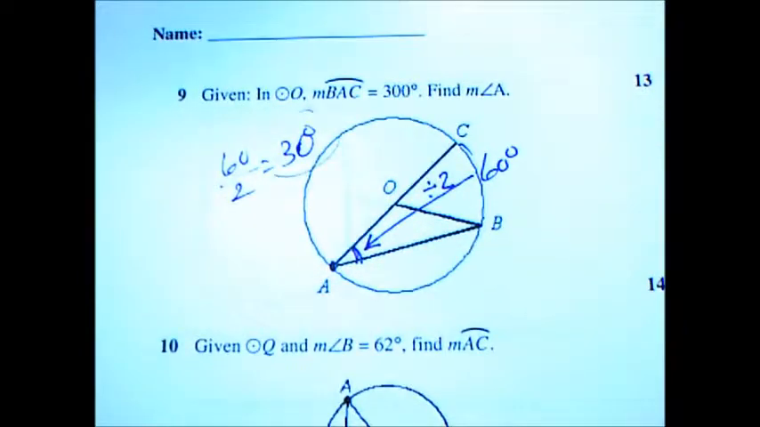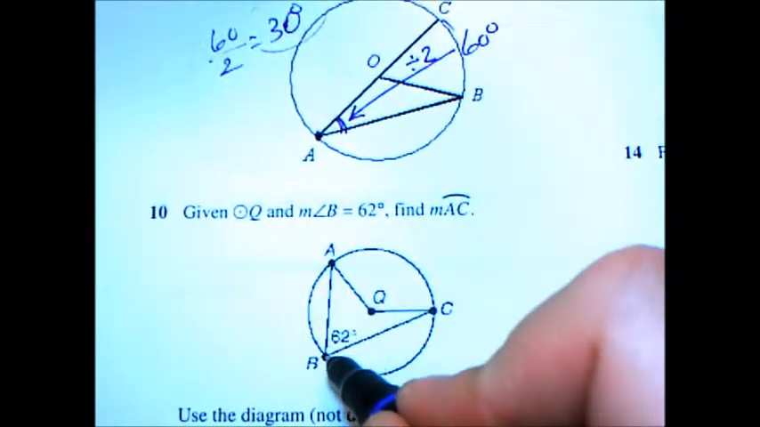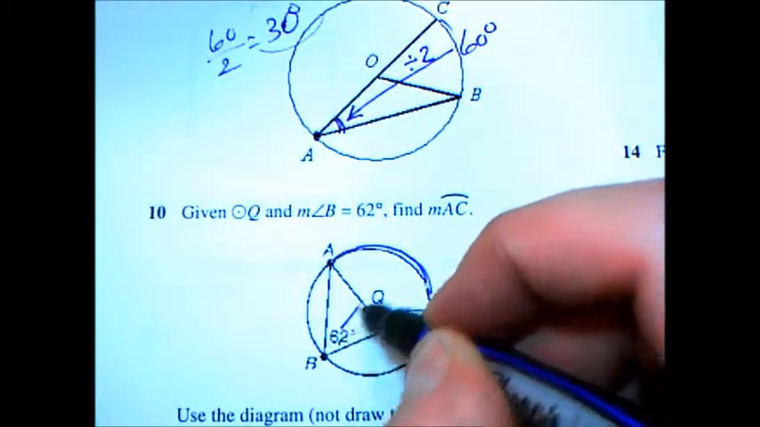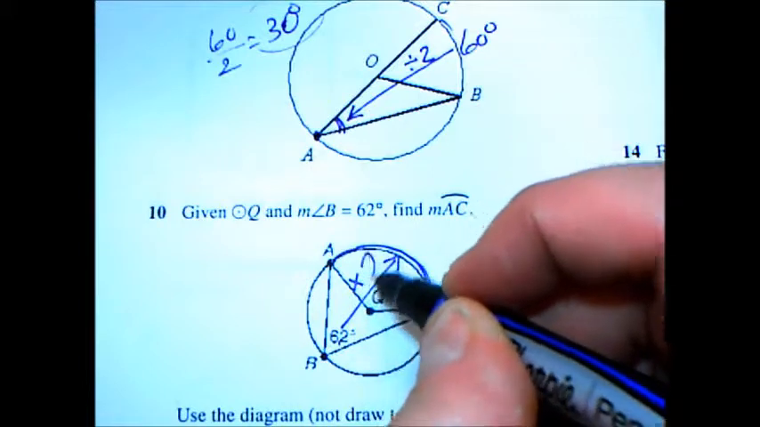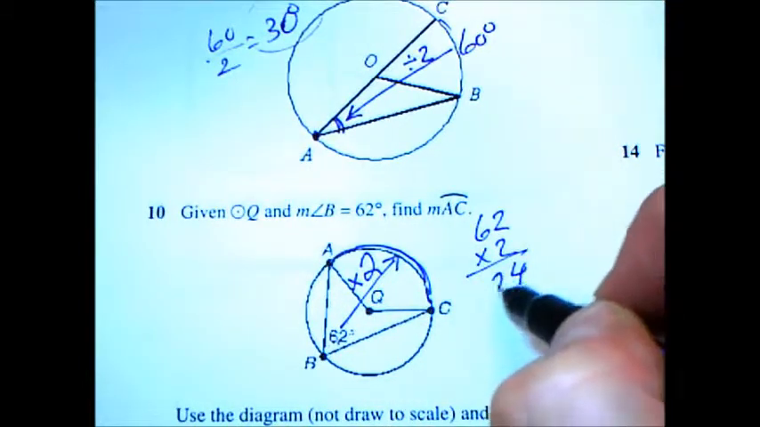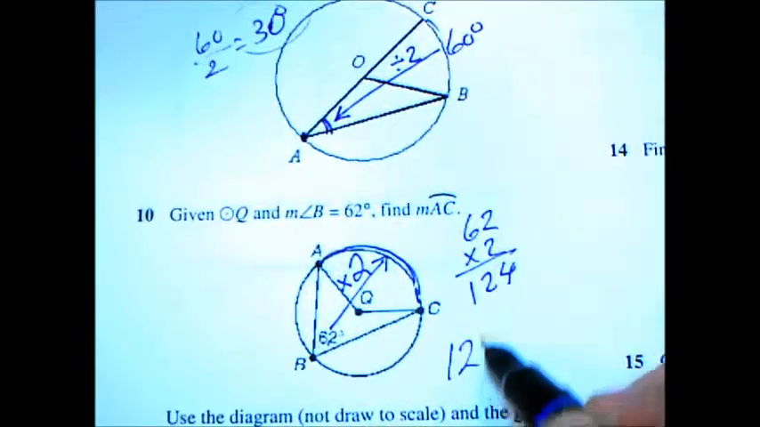Okay. On 10, here's the inscribed angle is 62, and they want to know this arc. So I'm going from the angle to the arc. That means I'm getting bigger, so I have to multiply by 2. So do 62 times 2. That means it is 124 degrees.